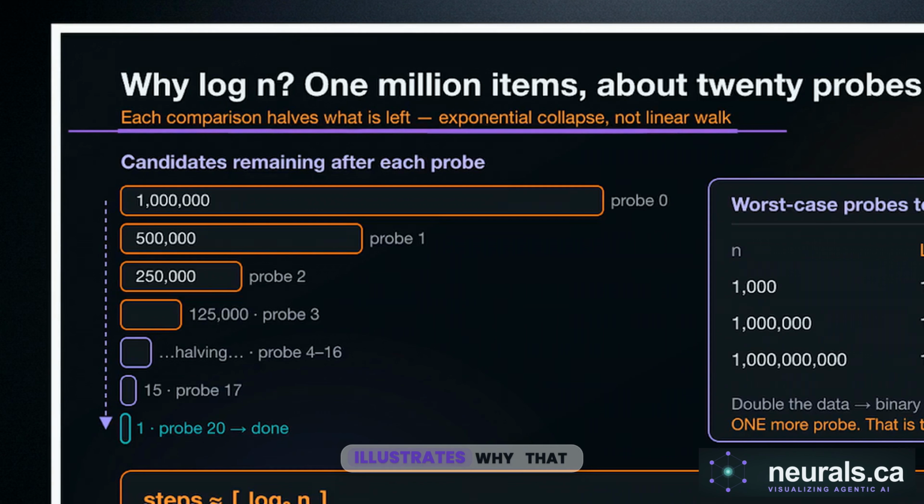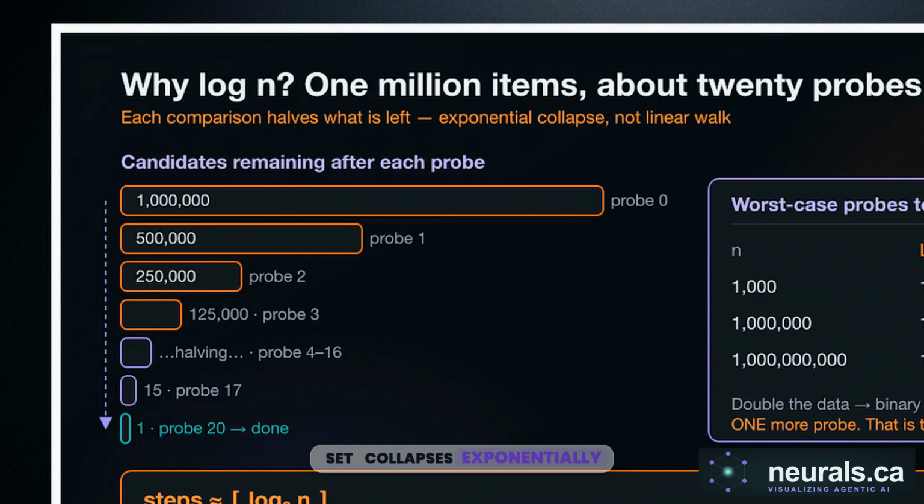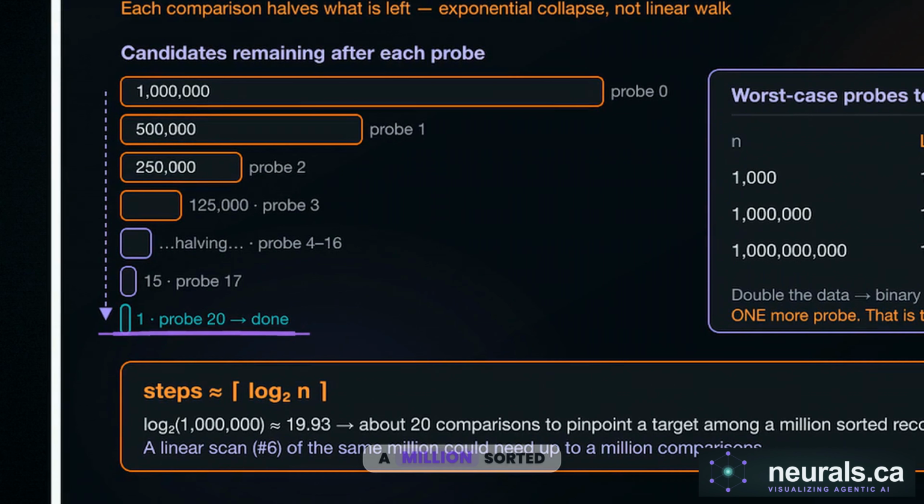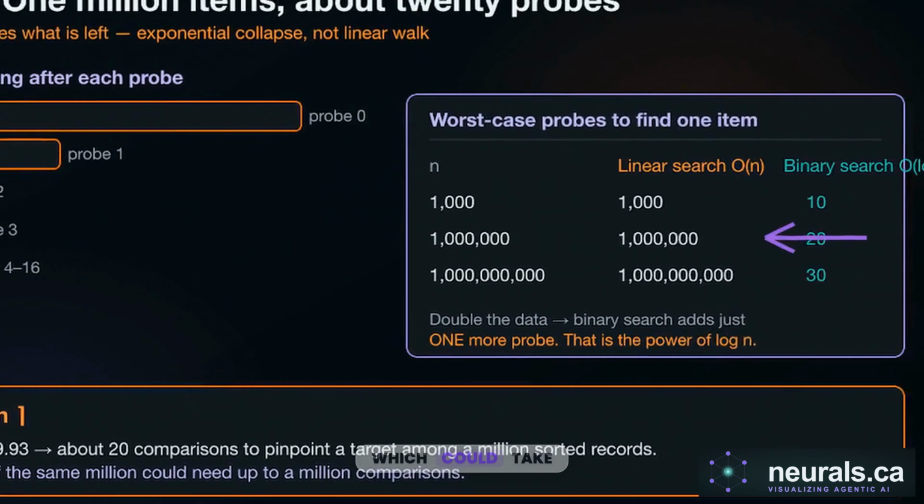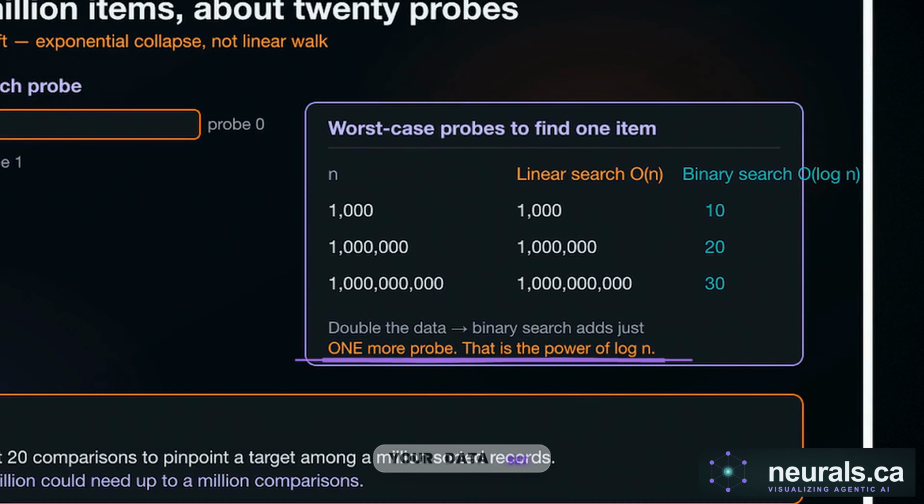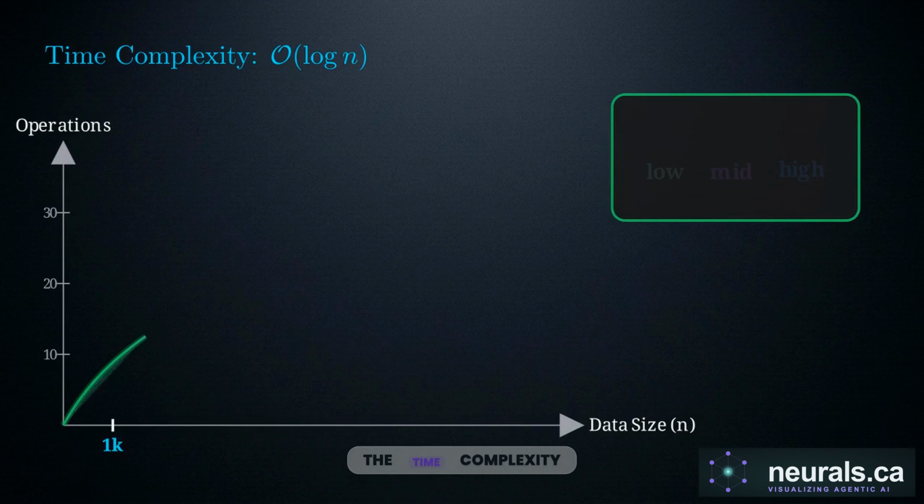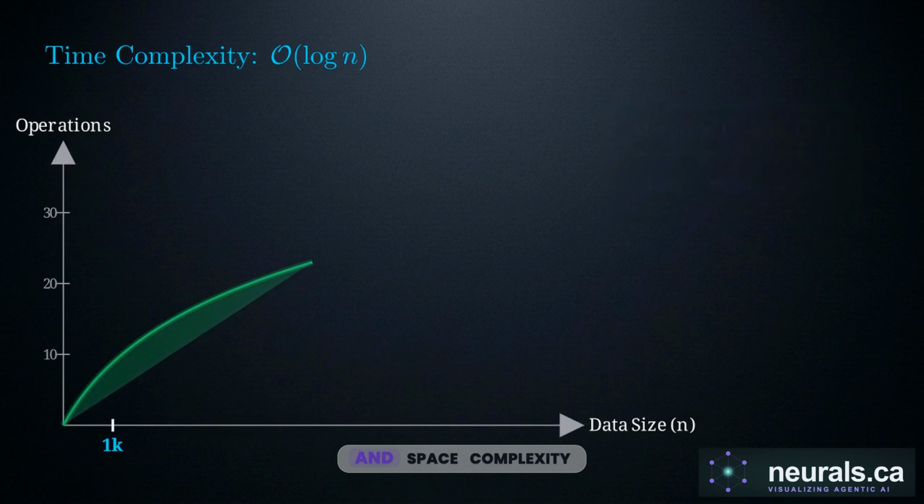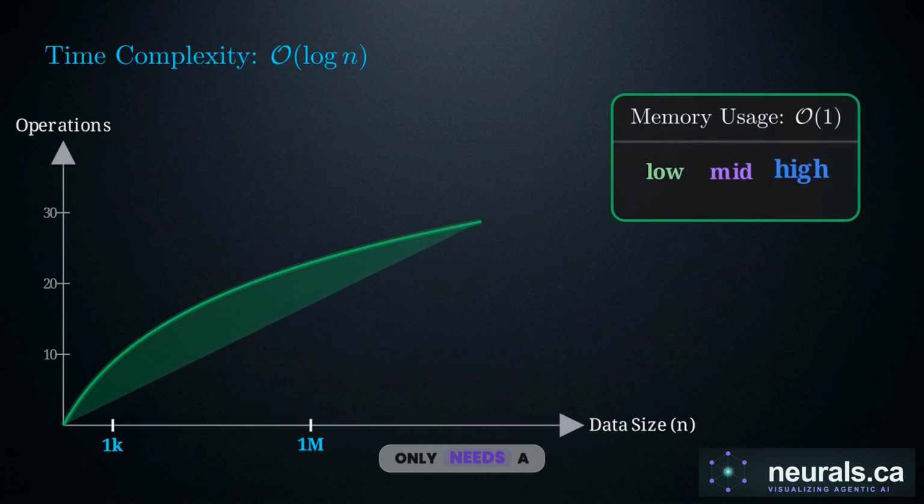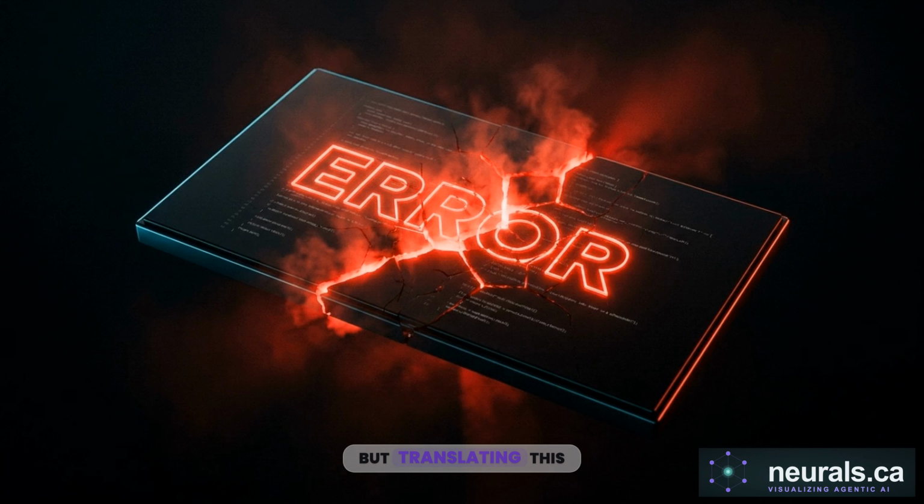This chart illustrates why that halving process is so mathematically powerful. Because the dataset collapses exponentially, finding one specific item out of a million sorted records takes at most 20 probes. Compare that to a linear search, which could take a million steps. If you double your dataset to 2 million records, binary search only requires one additional probe. Even searching a billion records takes just 30 steps. In theory, it is elegant. The time complexity averages at O(log n), and space complexity is O(1), since it only needs a few index variables. But translating this math into actual code is where the disaster happens.